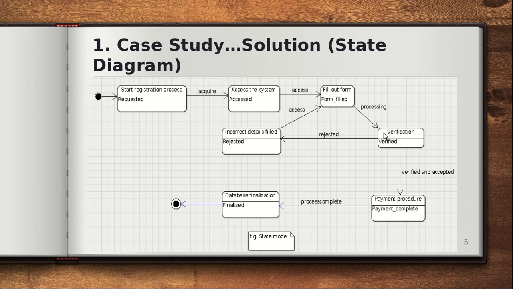If the verification is not done properly, then it will go to the rejected state. Here you can see the rejected state. After that, again after accessing, it will go to the form filled state. After verification and acceptance, the form goes into the payment complete state, and after the payment is completed, the form goes to the finalized state, and then it will stop. So this is the state diagram of the above case study.